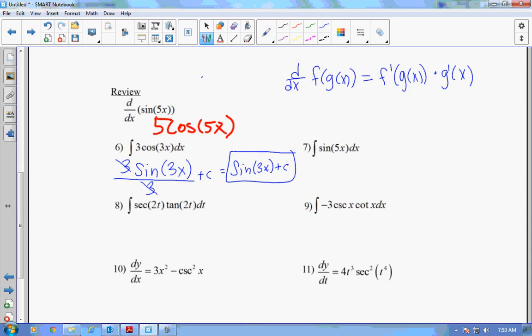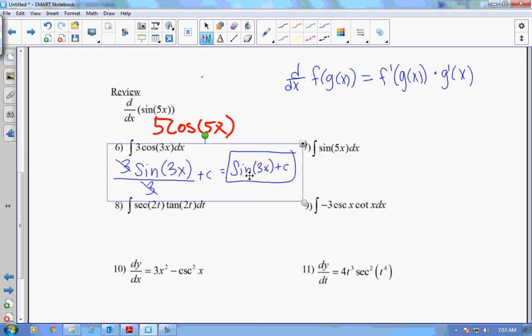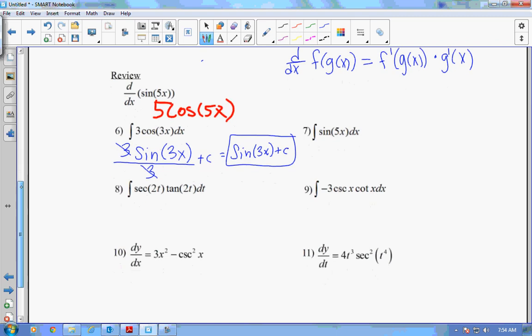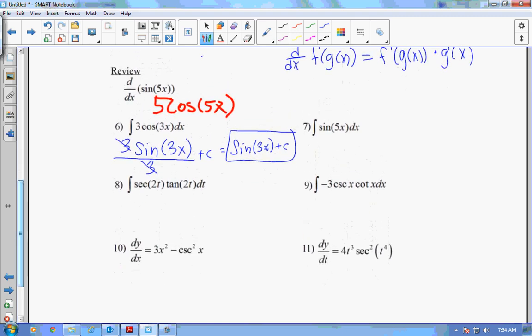And you can always double check. You can take the derivative of that and make sure it works. Sine of 3x, the derivative of sine would be cosine, right? Cosine 3x times the derivative on the inside, which is 3. Cosine 3x times 3. Okay? So, let's do number 7, because it's similar.